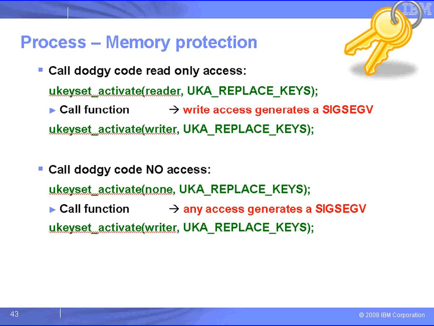And the same in the second example here. If we want to call a piece of code that has no access to a protected memory, then again we can call it with a key called none that we initialized earlier, and if it does a read or a write access to this memory, we'll get the signal generated.